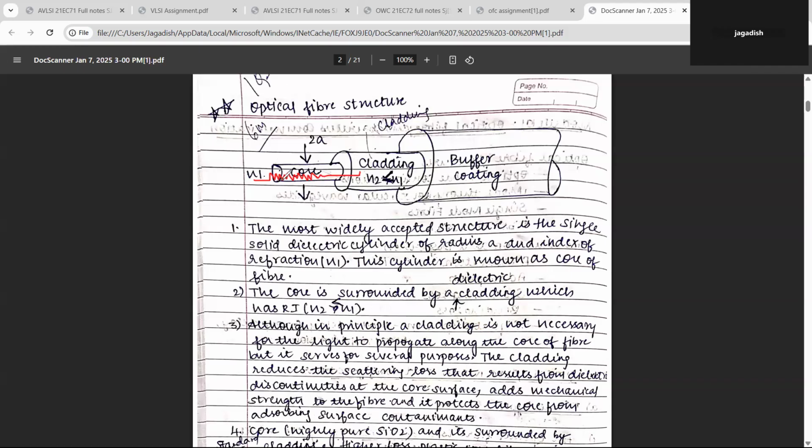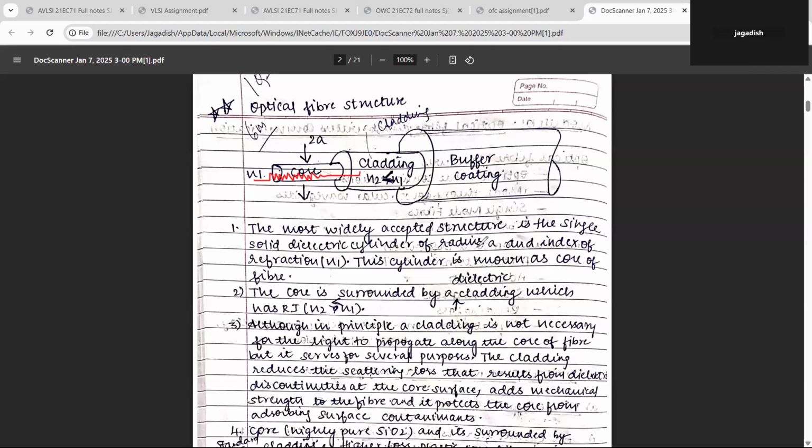See, light should come to the core. Whenever the light comes to the core, what happens? Because of the reflection nature, the light gets reflected in all directions. Whenever you use that cladding, the scattering effects will be minimized, so the discontinuity will reduce. This is the work of cladding. And it will also add mechanical strength to the optical fiber.